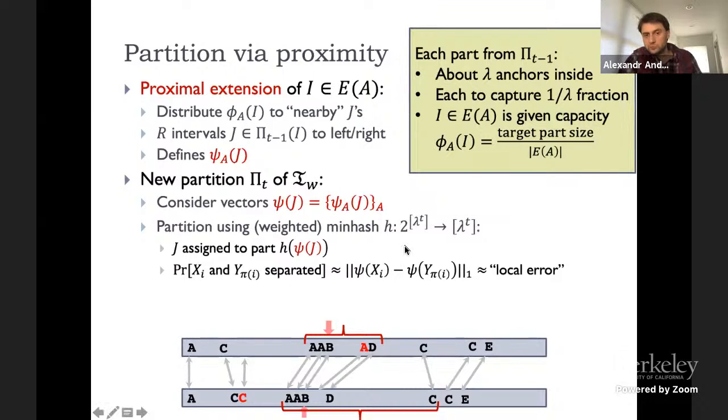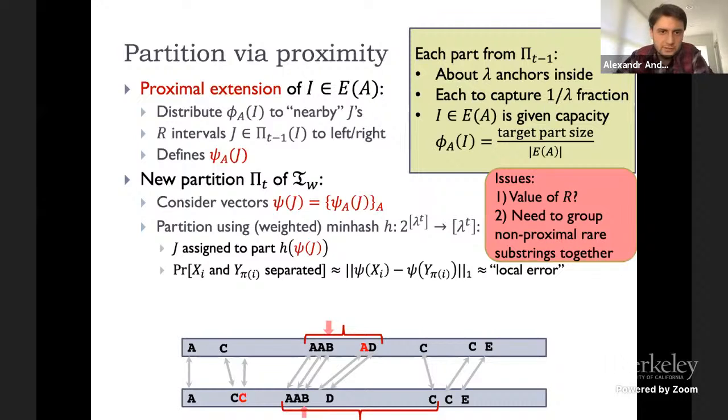Okay, and the property that we use of min hash is that the probability that Xi and Y will be separated will be roughly the L1 distance between these vectors of its desirability by local anchors. And this will roughly correspond to the local error, so basically to the error around these substrings Xi and Y by A. And overall the average of the local error will be roughly equal to the total error. So the expected number of these pairs that are separated will be proportional to the average of local error, which is total error. Okay, this is super high level.